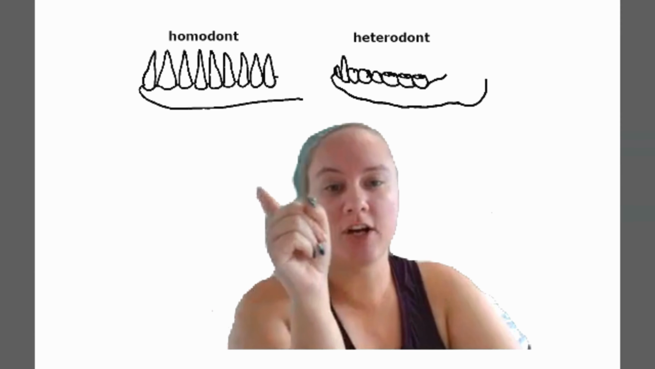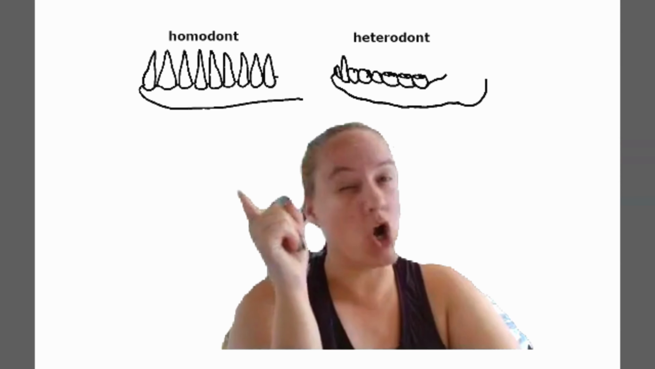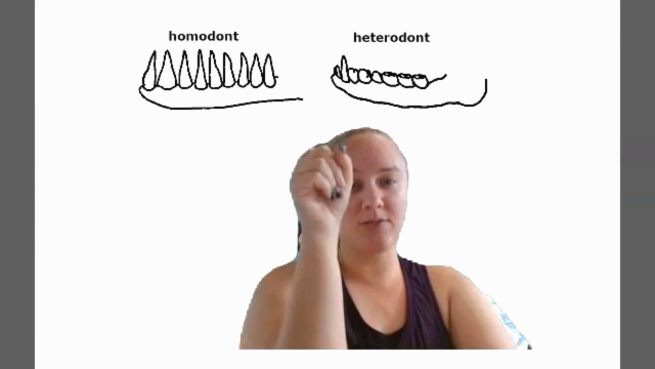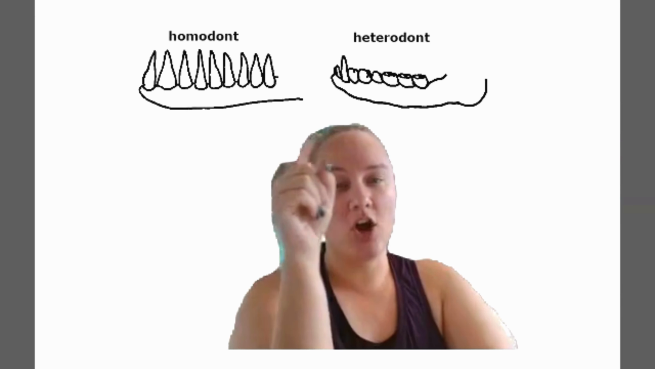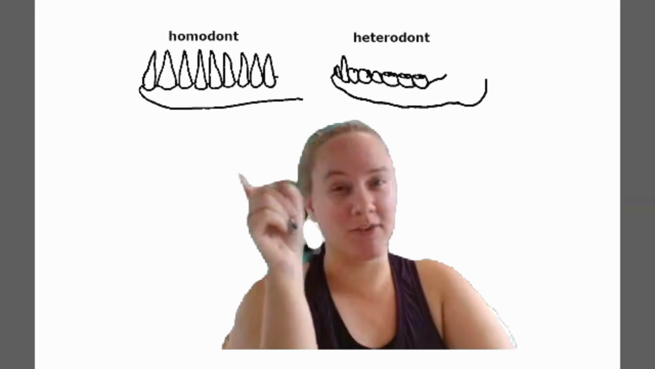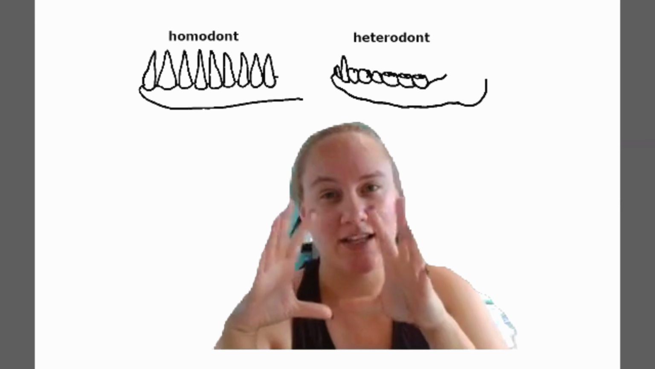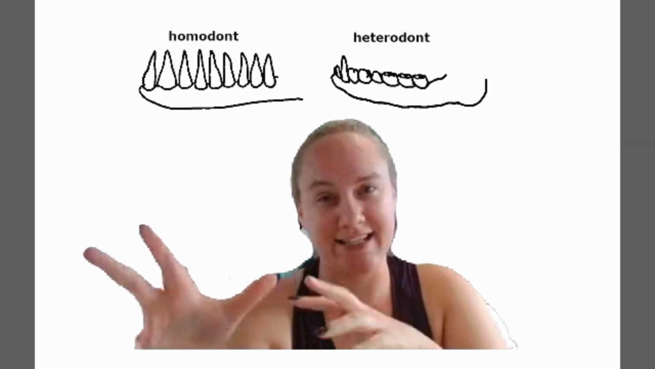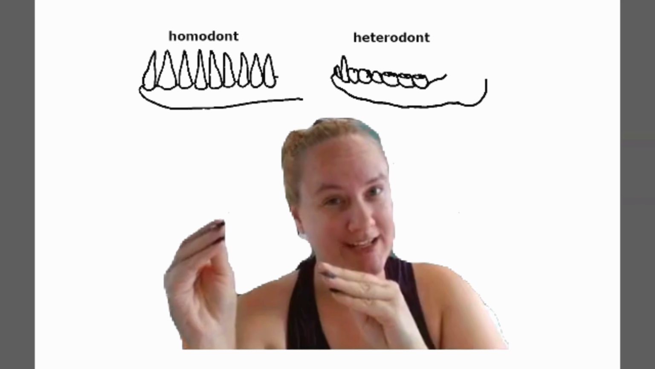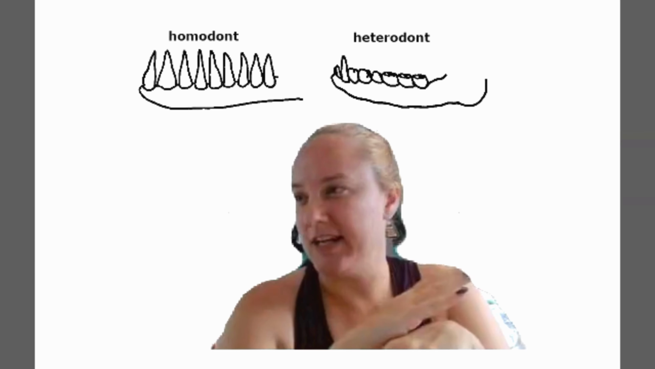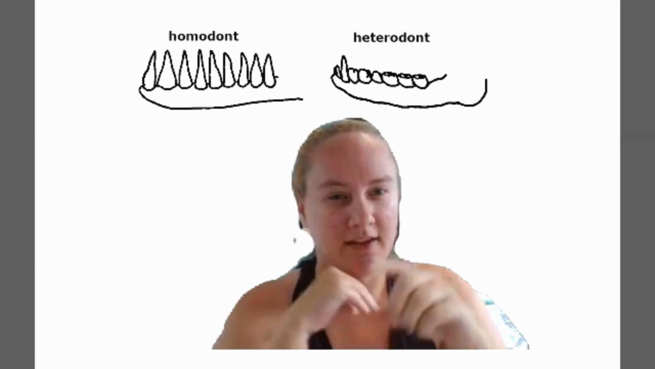So homodont teeth belong to mostly non-mammals, and that just means that all of their teeth are basically the same. They're very uniform in shape, and that's because animals with homodont teeth have a very specialized diet. They're eating one thing, they need their teeth to be able to do one thing.